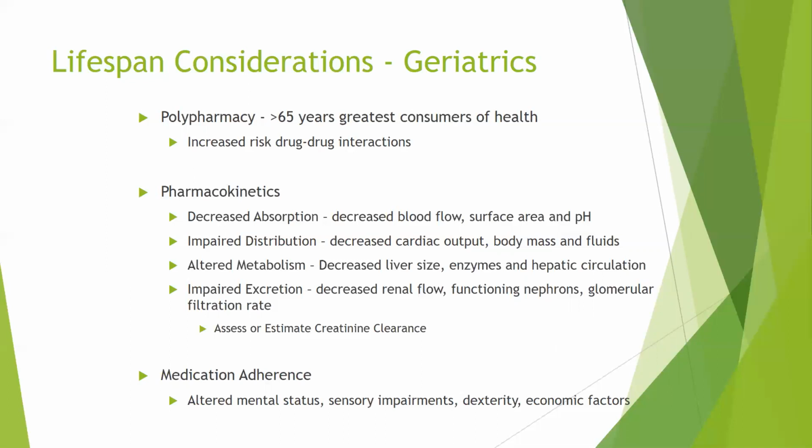In regards to the body and the pharmacokinetics related to your geriatric or elderly population, the absorption, distribution, metabolism, and excretion has the potential to be affected. You may have decreased absorption, impaired distribution, altered metabolism, and impaired excretion. However, this is not to say that every patient greater than 65 or your elderly or geriatric patient is going to have a problem with the pharmacokinetics, with the metabolism, with the excretion, but it is a potential for that to occur.